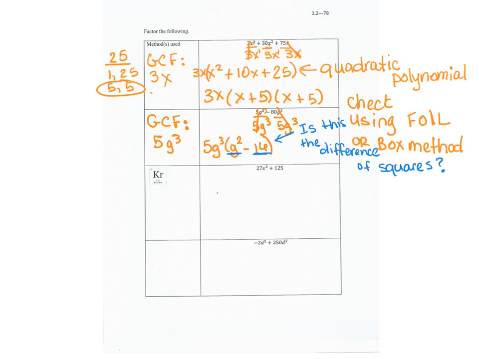Do I have a perfect square as my first term? I do. It's g squared. Do I have a perfect square as my second term? I do. It's 16. Do I have a minus sign in the middle? I do, and I only have 2 terms. So the answer to that, is this the difference of 2 squares, is yes. So I factor some more. So I keep factoring.